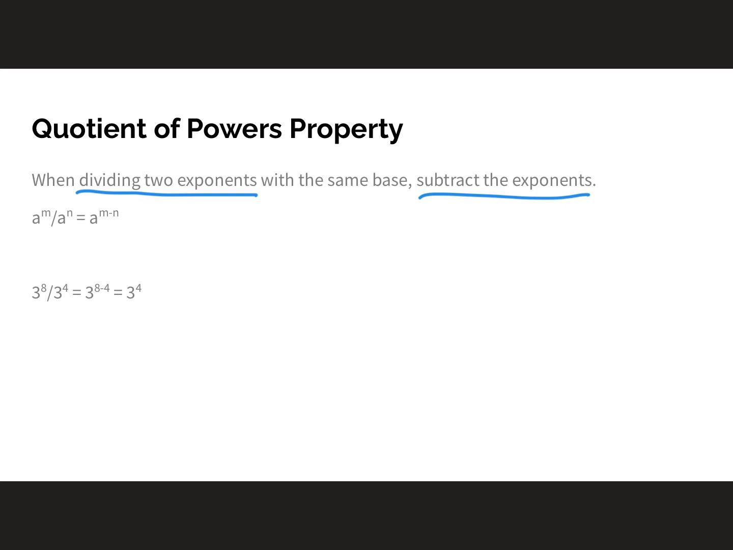So if I have a to the m divided by a to the n, we do a to the m minus n. 3 to the 8th divided by 3 to the 4th equals 3 to the 8 minus 4, which is simply 3 to the 4th power. So keep all those rules in mind as you work on your classwork. I'll see you in class.